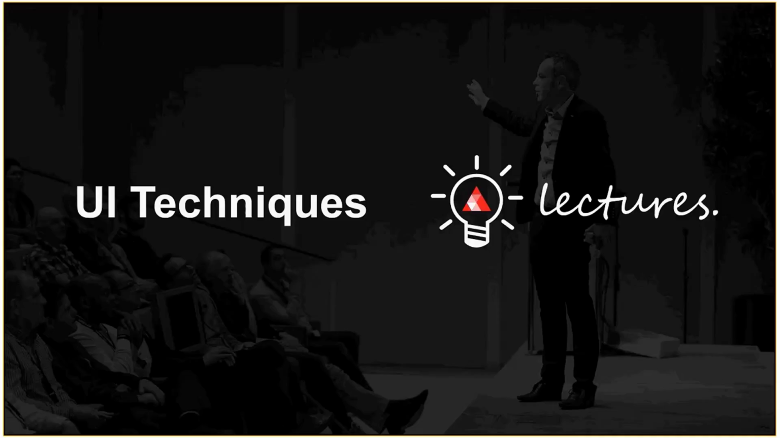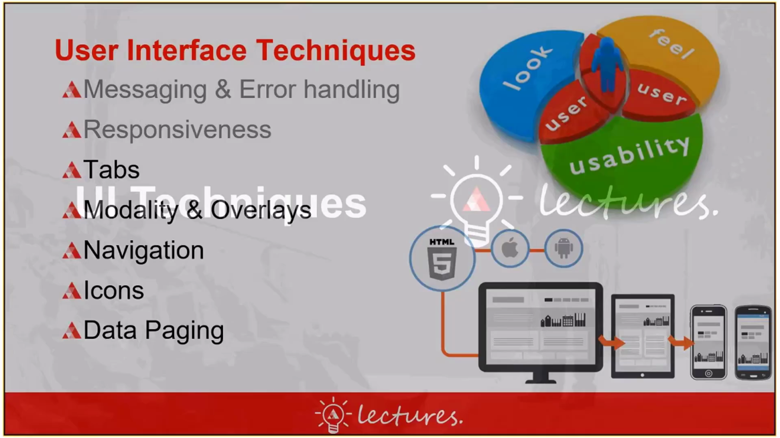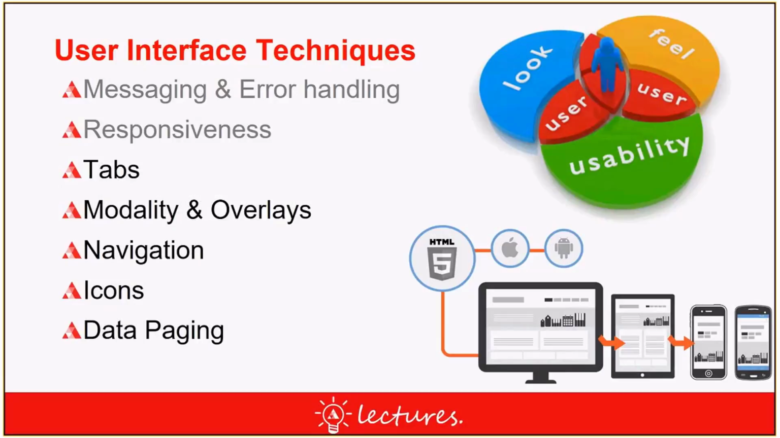User interface techniques. We talked last lecture about some of the things that you might maybe need to build in a typical application. We covered messaging and error handling in the last lecture, and we showed you responsiveness, so I won't recap those too much now. But in the extended demo, we've added some tab functionality, some modality and overlay functionality, i.e. pop-ups. There's some basic navigation in there at the moment, but I'll probably plan to expand that later, so keep an eye on the source in GitHub.